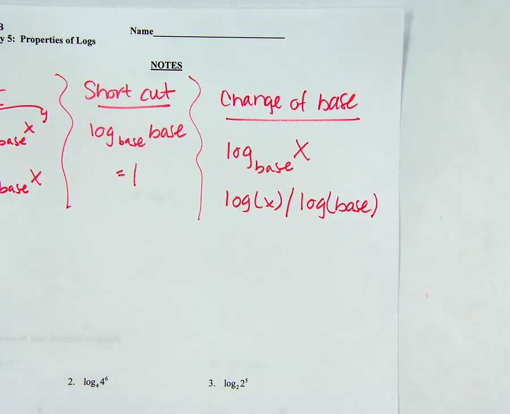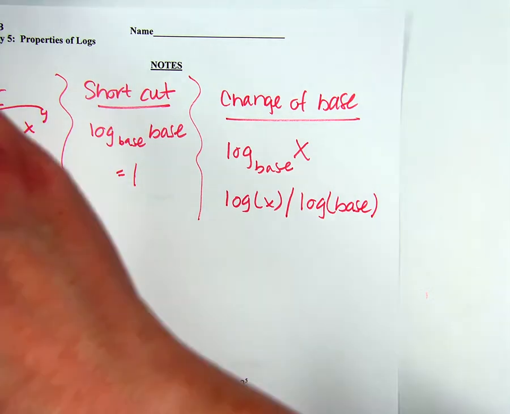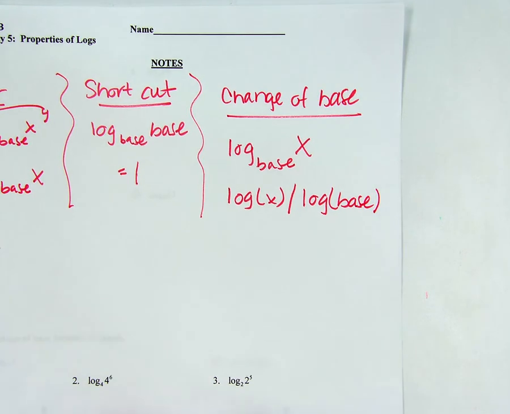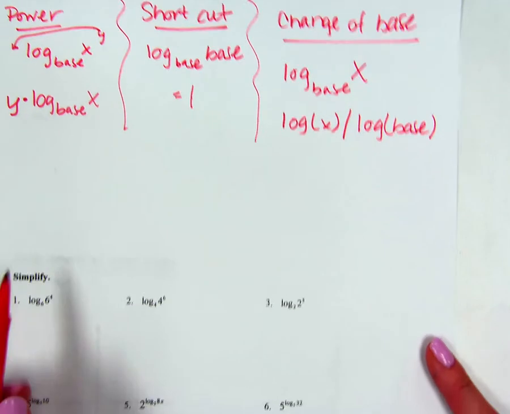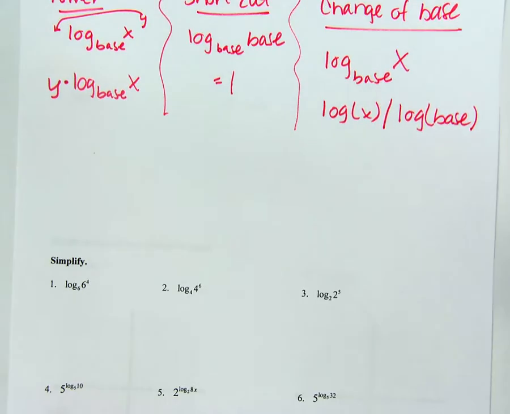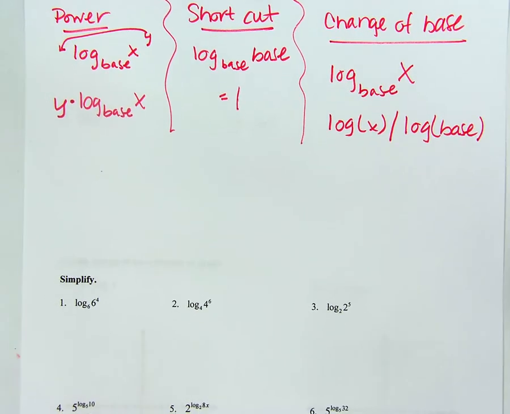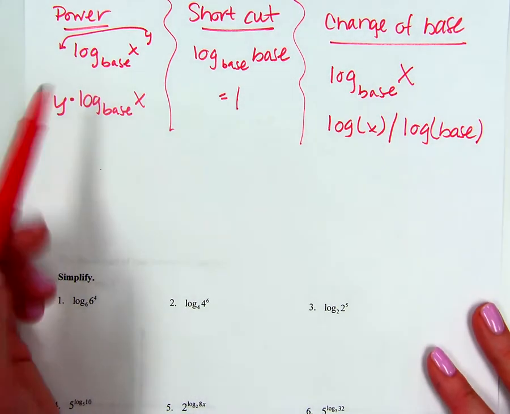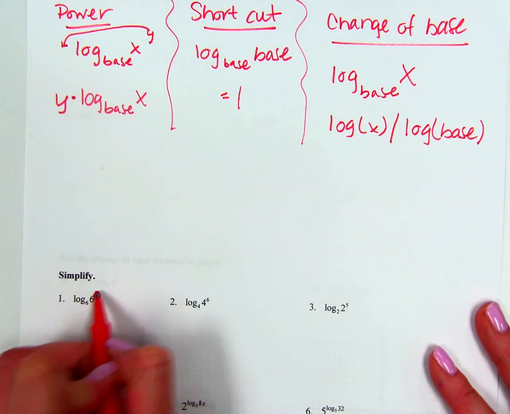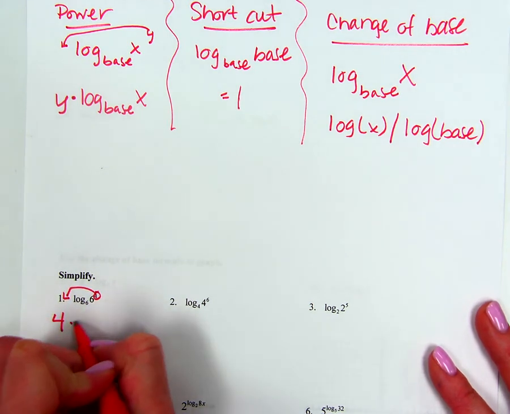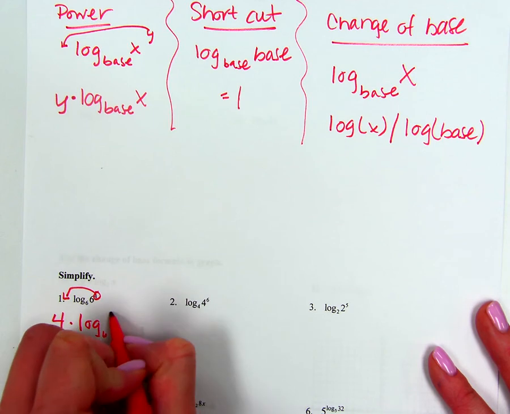So let's get started. We'll work through some of these problems together, and if you have any questions, feel free to pause the video and go back up to the notes that you have at the top here. If you look at number 1, I'm going to try to keep my notes in the screen a little bit so you can see those as well. Number 1 is an example of the power rule. We're going to take that 4 and bring it around to the front. So we now have 4 times log base 6 of 6.